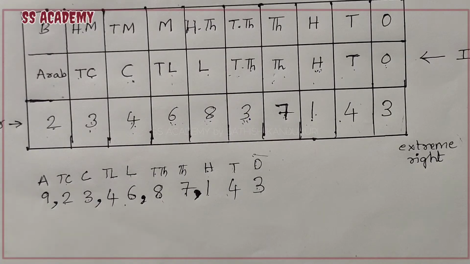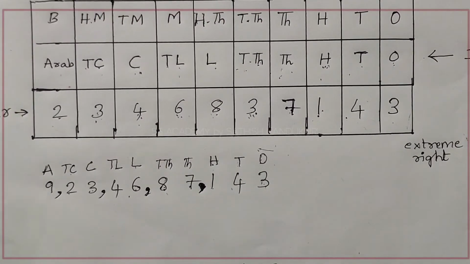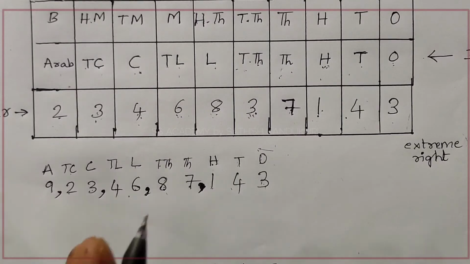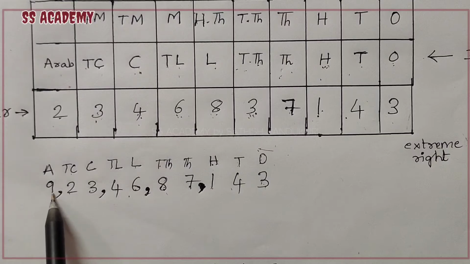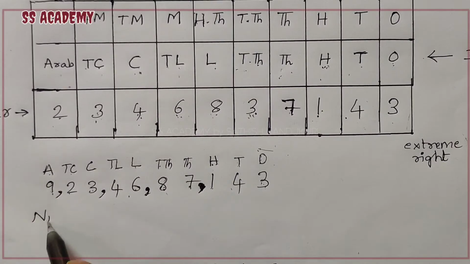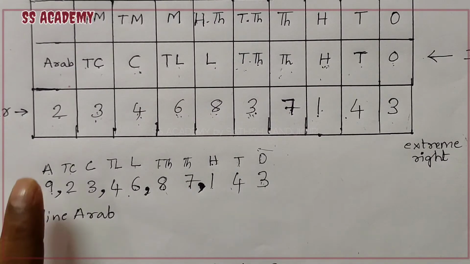Now you need to write its name. While writing the name of a number, you should start from the left hand side. What is the number here? 9. This 9 is in which place? Arabs place. That's the reason you need to write 9 Arab.